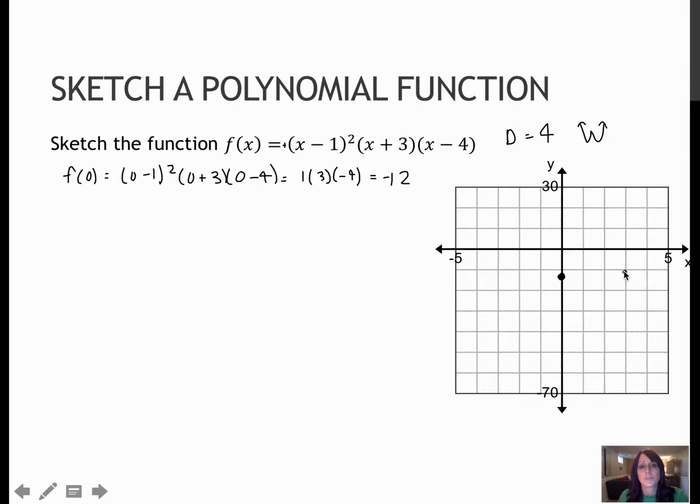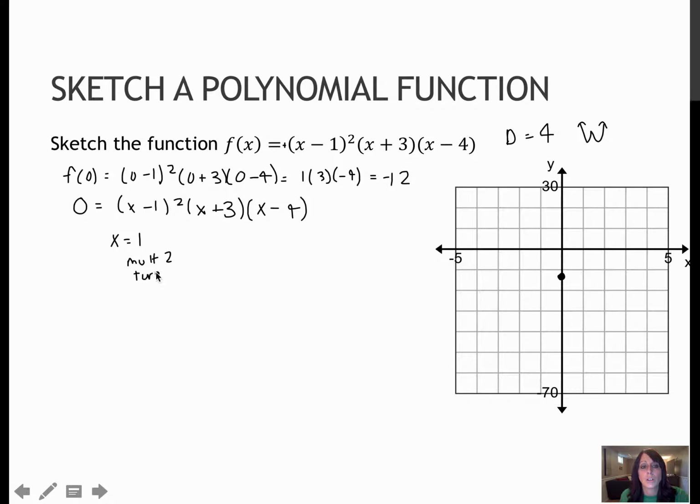I'm then going to say 0 equals all of this. And again, these are nice. I am not going to FOIL all of this out because that would be insane. It would take a lot of work and it wouldn't do me any good. So if I set x minus 1 equal to 0, I would get x equals positive 1. That of course has a multiplicity of 2, which means it's going to touch and turn at 1, which is here.